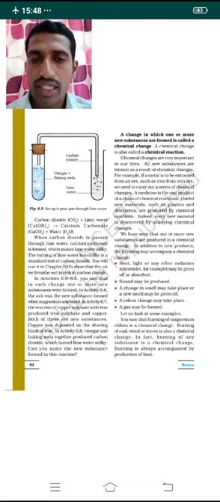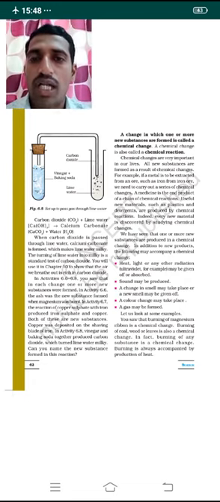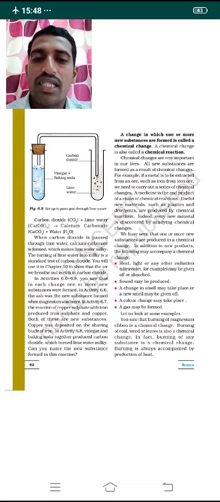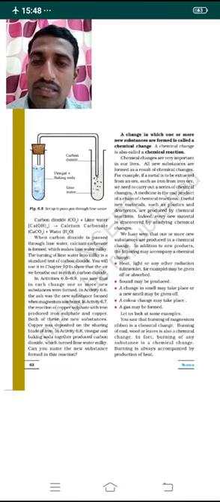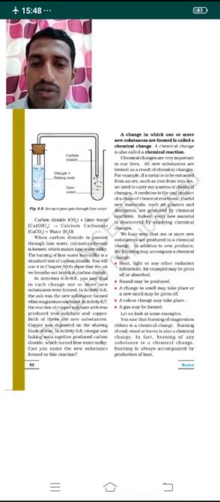So when carbon dioxide gas is passed through lime water, what is formed here? The lime water turns milky when carbon dioxide gas is passed through it. What is formed is calcium carbonate. So now it turns milky. The turning of lime water milky is a standard test for carbon dioxide. It shows the presence of carbon dioxide in it.